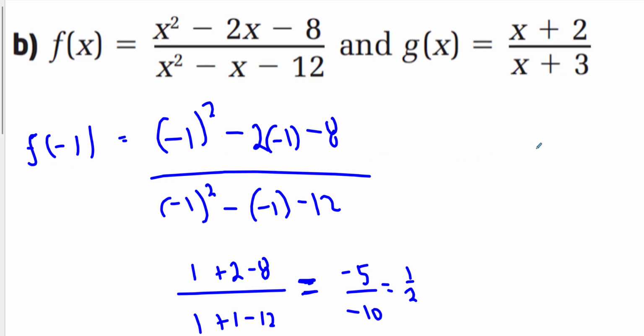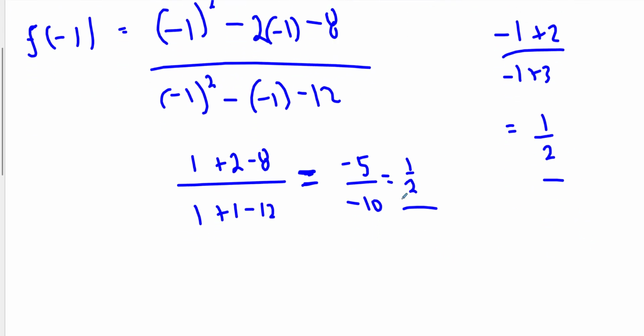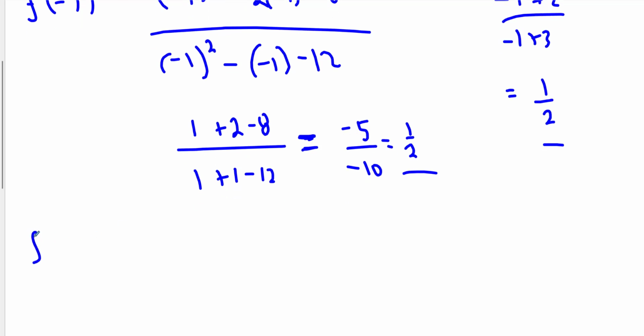So -1 plus 2 over -1 plus 3. Well, that's just 1 over 2. And hey, what do you know? They're exactly the same. So that doesn't prove that they're equivalent. That just means that, hey, you know what? They're similar. There's a chance.